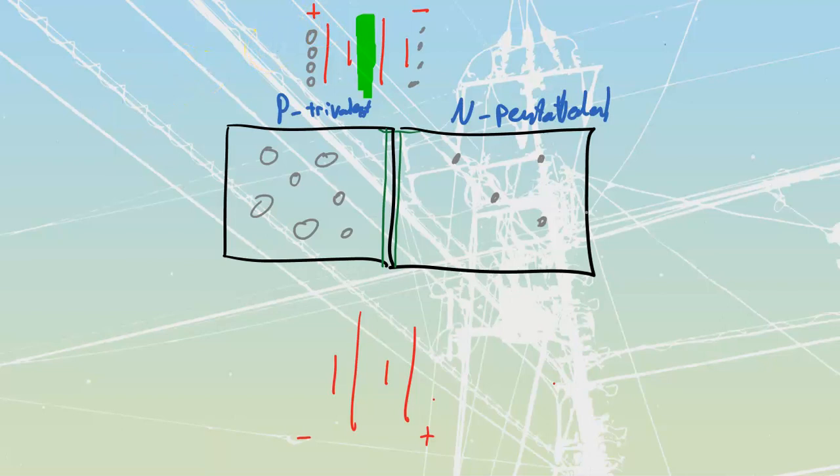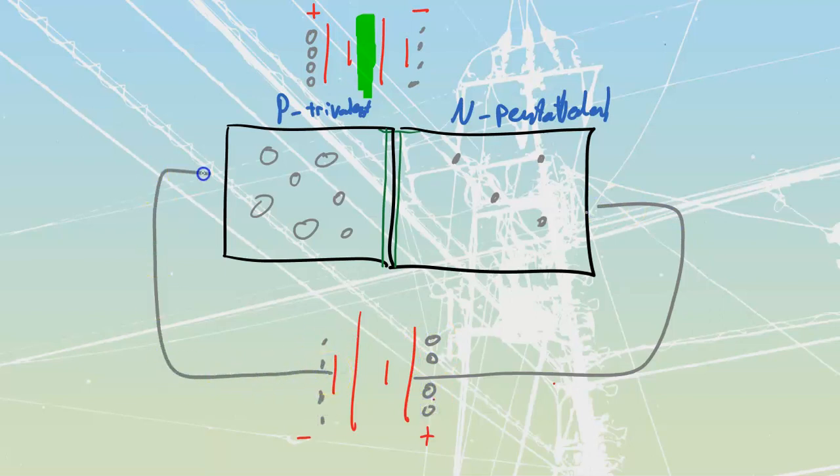Okay, so let's take a look at what happens if we connect a battery in the opposite direction. If we connect in the opposite direction, we see that we have holes over here, and electrons over here. What's going to happen when we connect like this, with my negative to the P-type material and my positive to the pentavalent type material?